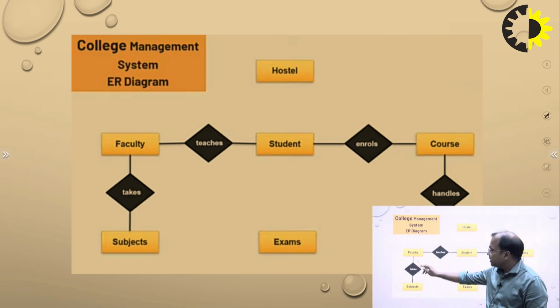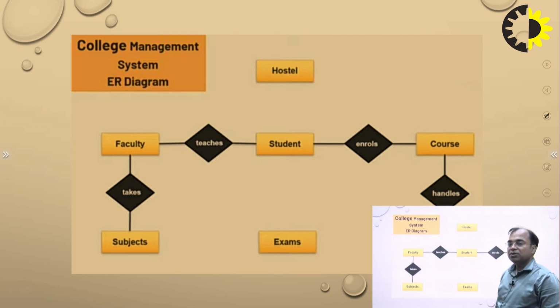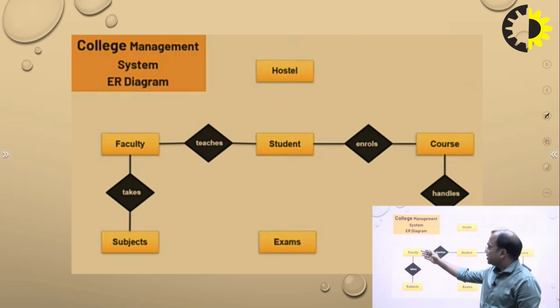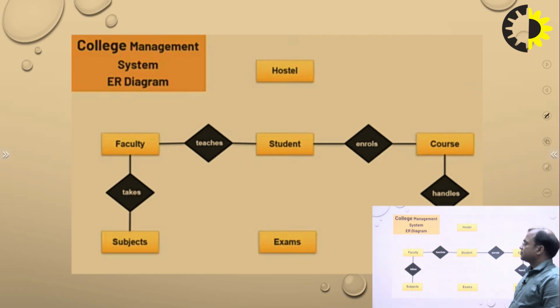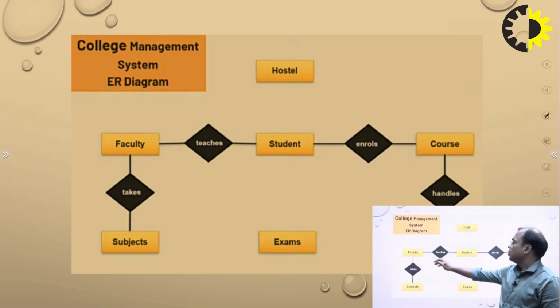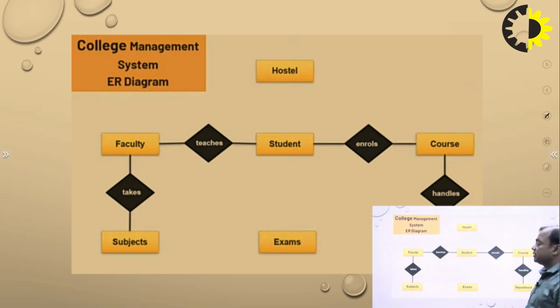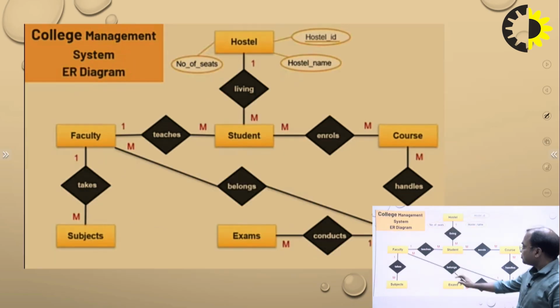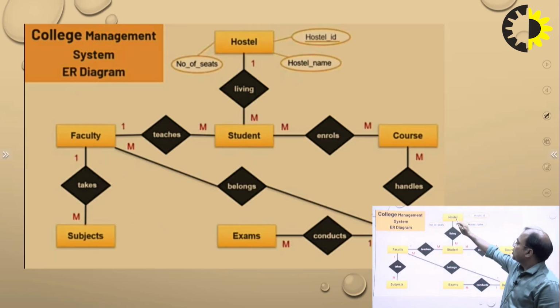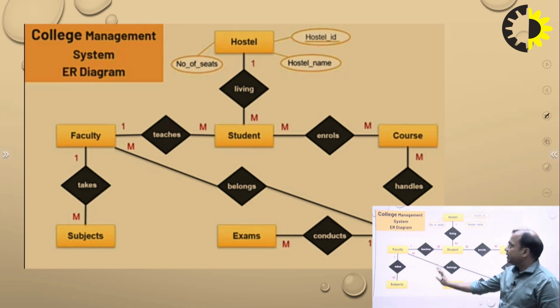So faculty takes subject. So "takes" is basically the relationship between the faculty and subjects. Clear? So we can draw as many relationships as we want between all these entities. We can draw the faculty and department. The relationship between faculty and department means faculty belongs to department. Likewise, student and hostel: student living in hostels. So these are the entity and relationship.